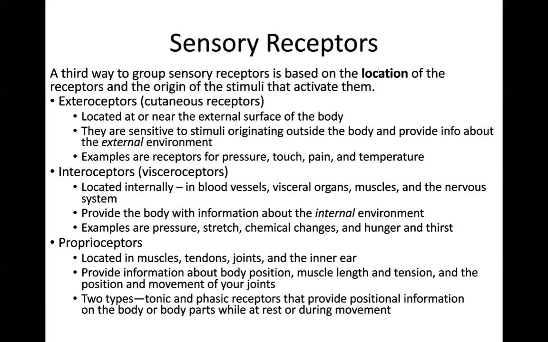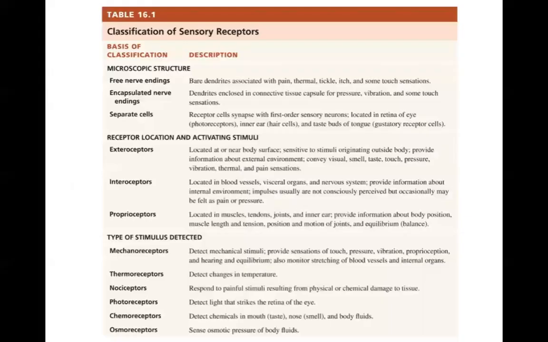Proprioceptors are like the muscle spindles that we talked about the other day that were activated when you tap on the patellar tendon. They were also the ones involved in the tendon reflex when we want to reduce tension at the muscles. There's two types. We'll talk about tonic and phasic, what those terms mean, but they provide positional information on the body or body parts while at rest or during movement.